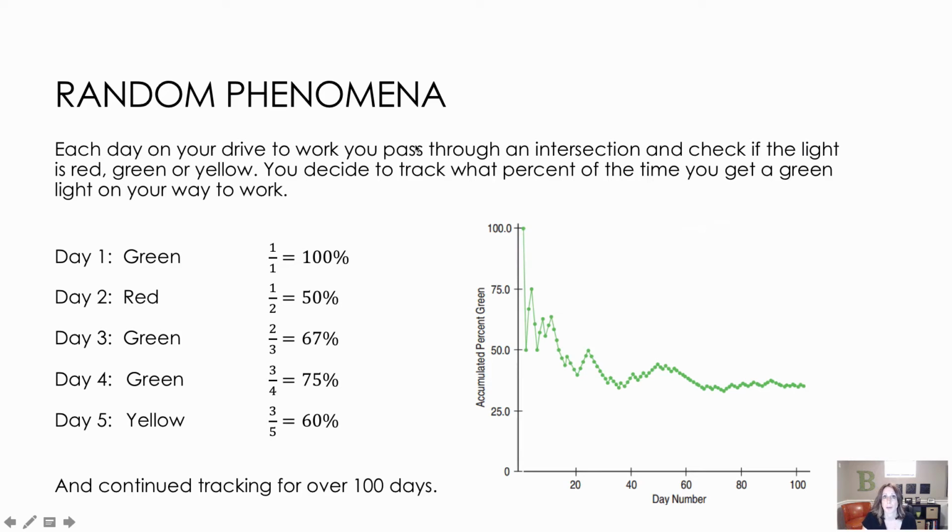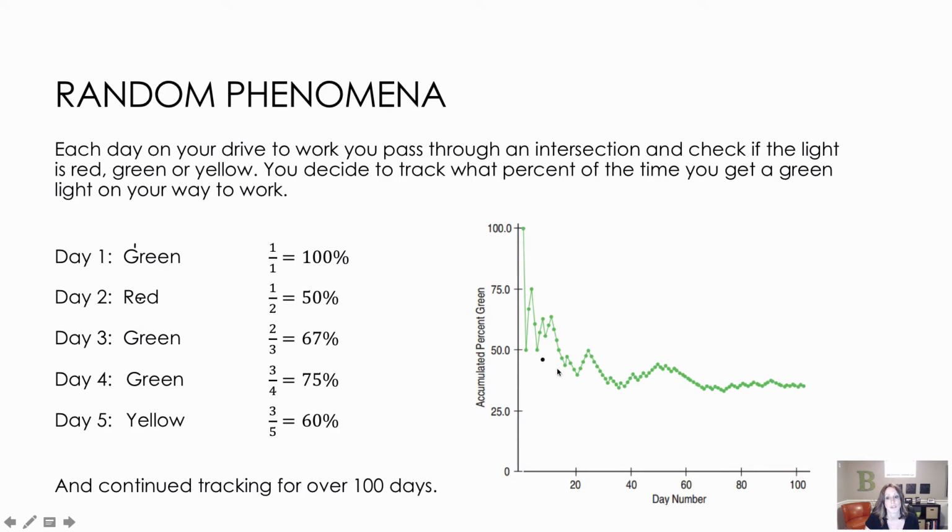This is an empirical probability situation. So each day on the drive to work, we pass through an intersection. We check to see if the light is red, green, or yellow, and then we just keep track of it. So the very first day, the light was green, and I'm tracking what percent of the time I get a green. So far, I'm at 100%. 100% of the time it's green. The next day, it's not green, it's red, and that means one time out of two, because now it's 2 days, I got a green. So that's 50% of the time.